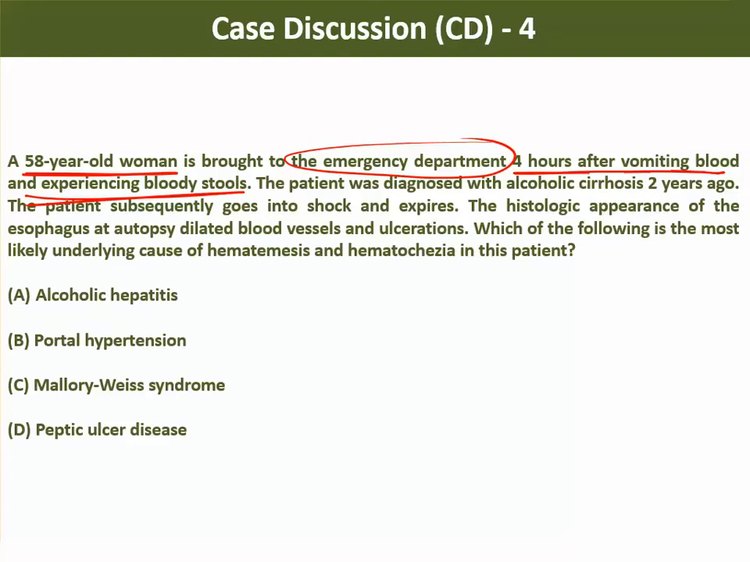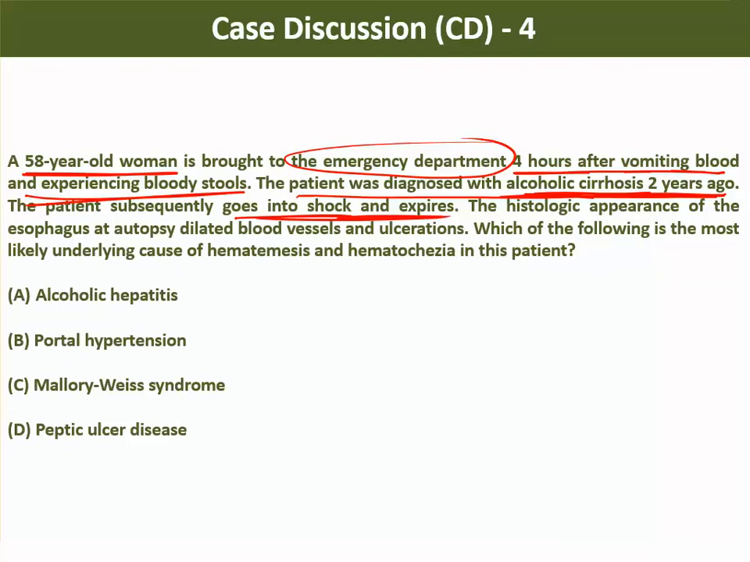The patient was vomiting continuously for 4 hours and she also had bloody stools. Okay. Now the patient was diagnosed with, this is from her past history, alcoholic cirrhosis 2 years ago. The patient goes into shock and died.